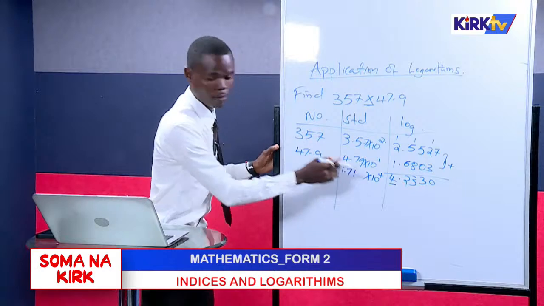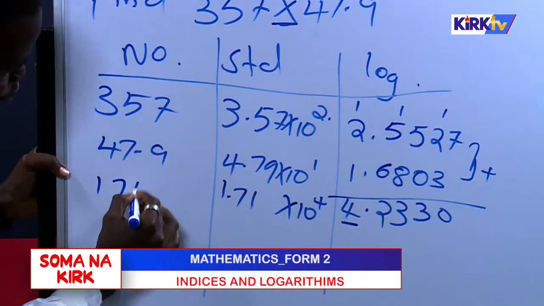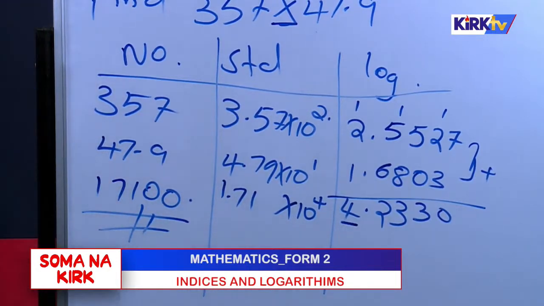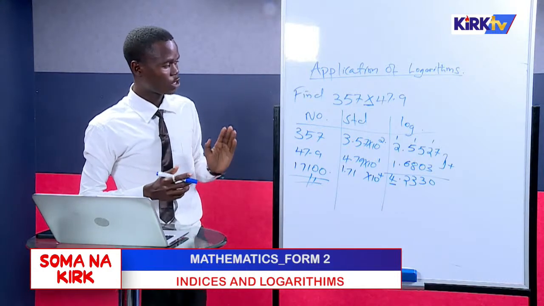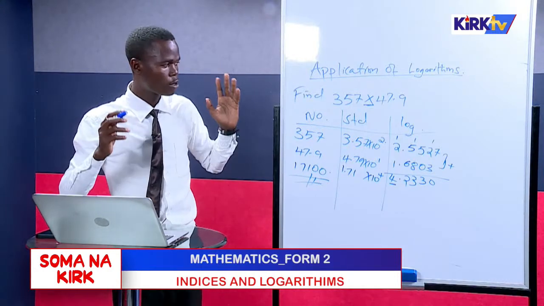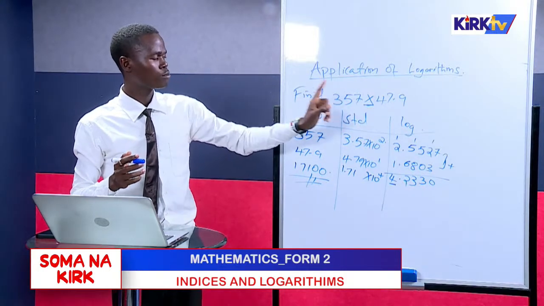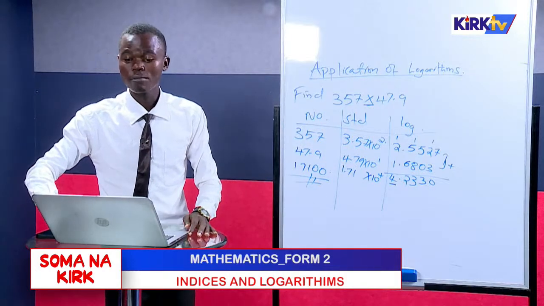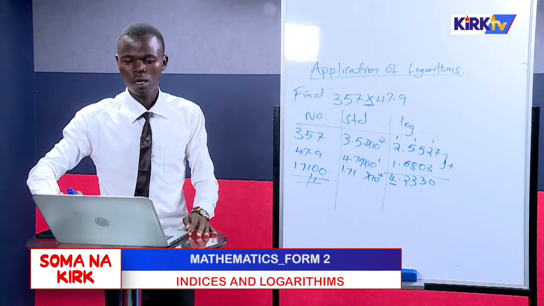So when you multiply this, we are going to have 17100. And this is our final answer. So that is how we should work out a question dealing with logarithm if it has got a multiplication sign in between it. So that is the first way we can do that.